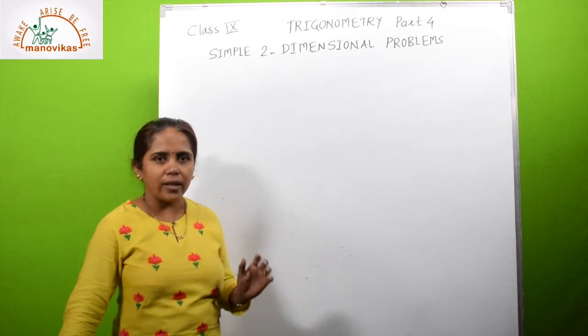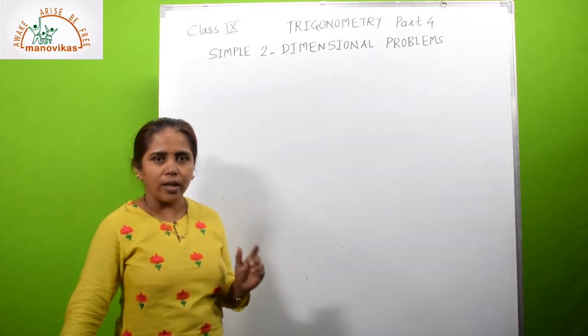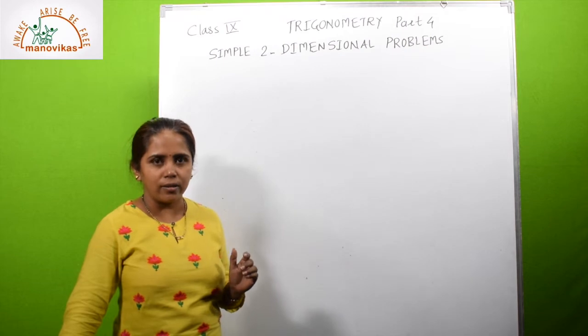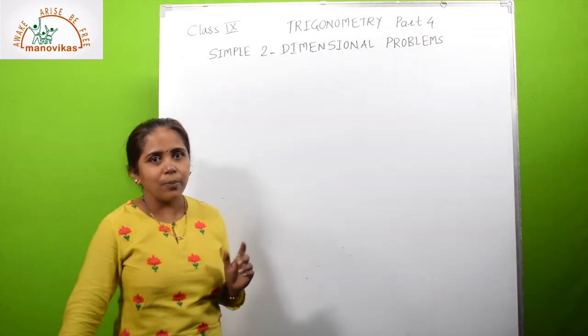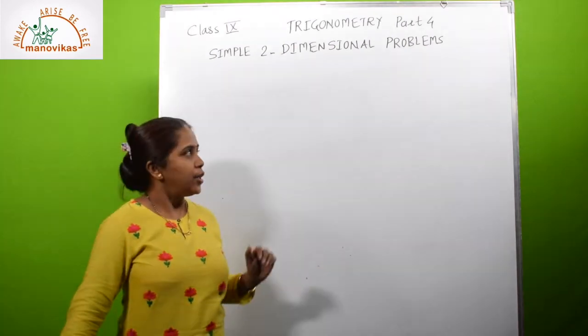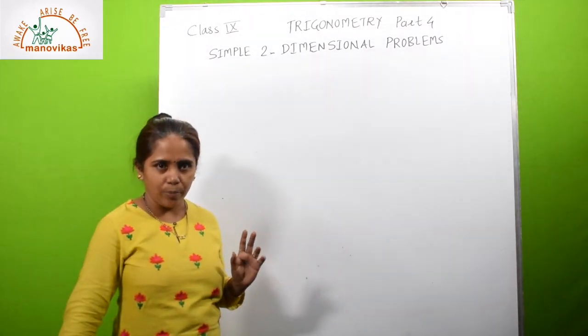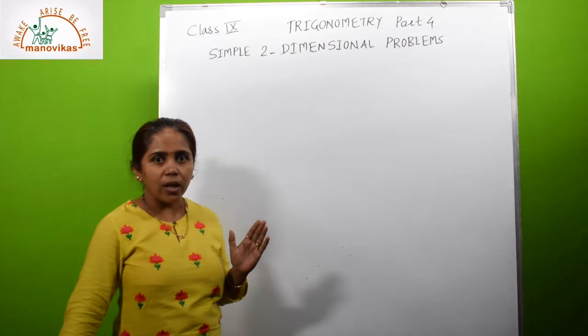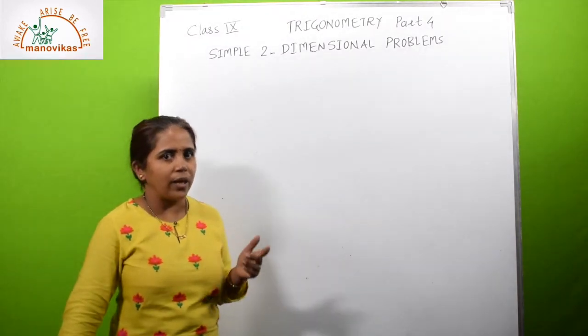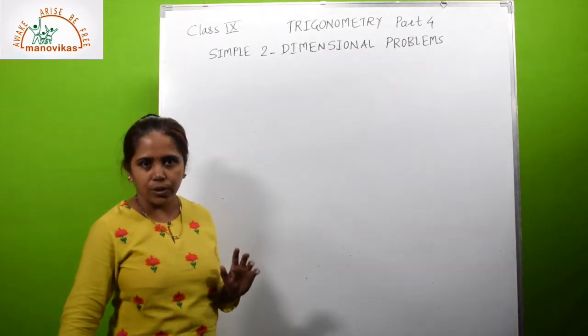Now when you see the right angle triangle, the first thing you know is the Pythagoras theorem. Using the Pythagoras theorem you can find the sides of the triangle. When two sides of the triangle are given, we can find the third side using the Pythagoras theorem.